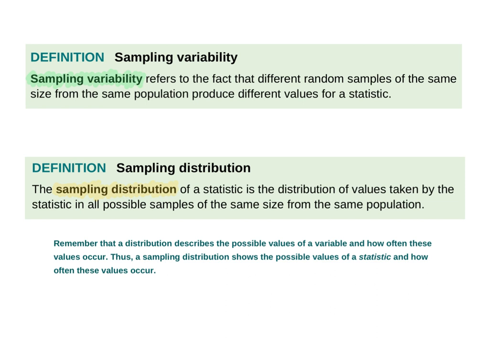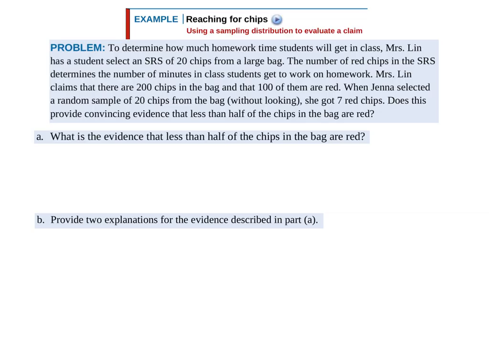The next is sampling distribution. So that of a statistic is the distribution of values taken by the statistic in all possible samples of the same size from the same population. So remember that a distribution describes the possible values of a variable and how often these values occur. So a sampling distribution shows the possible values of a statistic and how often those values occur. And of course, let's put those ideas into practice.